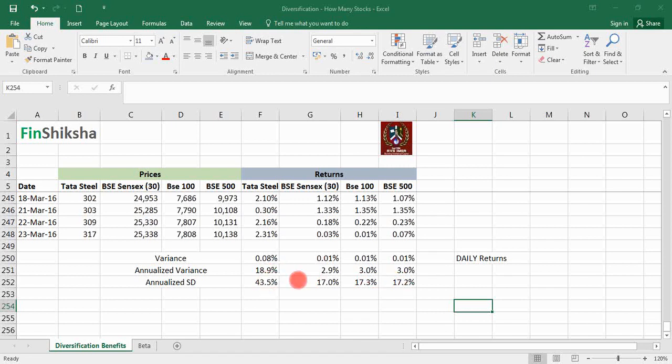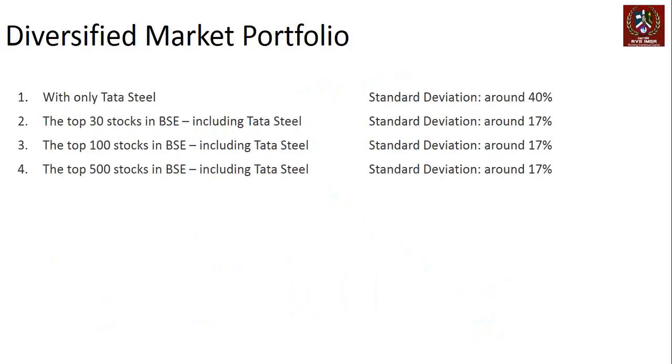So 43% going down to 17% when you have 30 stocks, and then the next 70 stocks don't really add anything, right? The next 70 don't do anything, and the next 400 in the BSE 500 also don't really reduce the risk dramatically. So what this tells us is that there are limits to the benefits diversification is going to give us, right? Let's summarize what we have just seen.